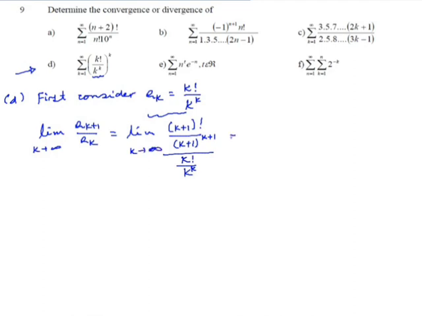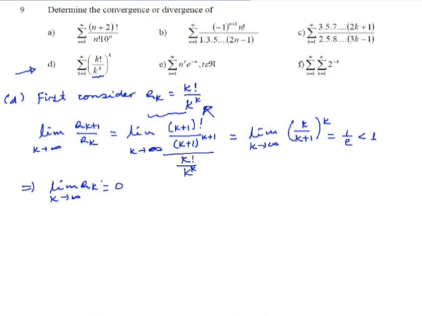So when we rearrange this, it gives us k over k plus 1, the whole to the power k, as k approaches infinity. This becomes 1 over e, which is a number less than 1. So the terms of the sequence converge. From this, the limit of the k's term as k approaches infinity is 0.